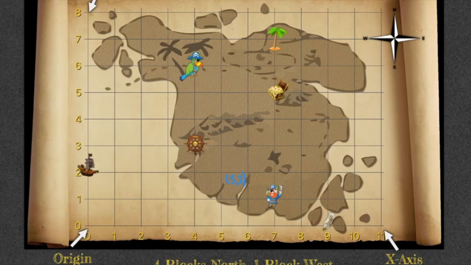So the ordered pair used to represent his position now would be 4, 6.